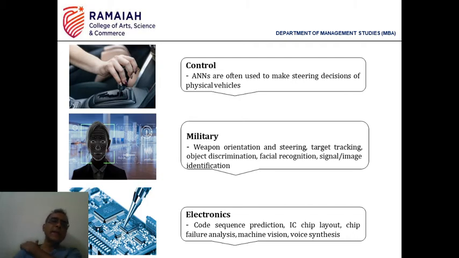The next one is military. Now, weapon orientation and steering, target tracking, object discrimination, facial recognition, single image identification. This is very critical in the military because when enemies are targeting and entering into India, facial recognition helps ensure that these people are avoided and arrested immediately so that they cannot target the country. It is also used in targeting and tracking, to track the militants' movements in Jammu and Kashmir, for example, and how to target their hubs so that the country can be protected.